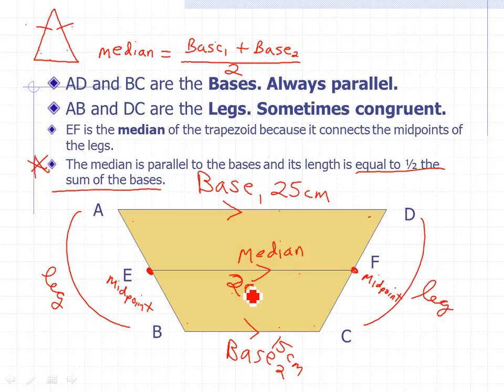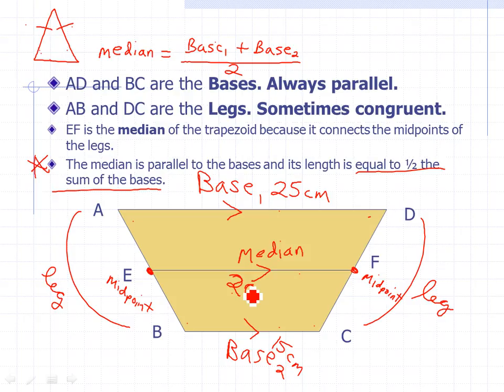What should always be true about the median in relationship to the two bases? It should be parallel. That's true, but what about the length of it? It should be in between them, shouldn't it? Yeah. So if one of these is 15, one's 25, the median has got to be somewhere in between 15 and 25. So if you came up with the median being 70, you know something's wrong.